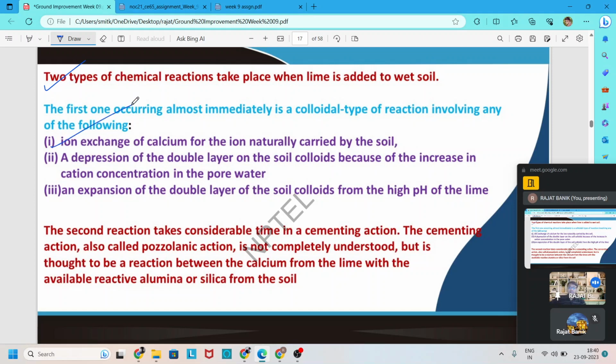First, ion exchange happens between the soil particle and the lime. Then the depression of the double layer happens by exchanging cations in the pore water during the applying of the lime. Then also the expansion of the double layer happens when the pH of the soil becomes high. So by these three ways, the first reaction takes place.